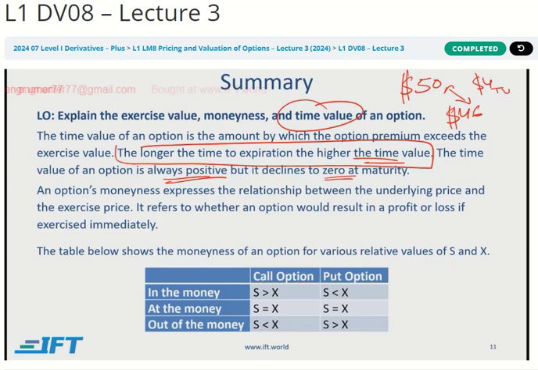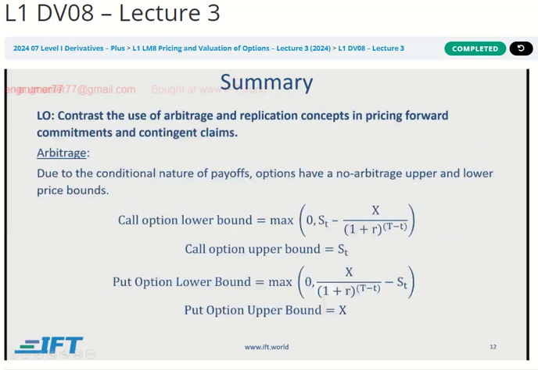And an option's moneyness is something we've already discussed. It can be in the money, out of the money, or at the money. If it is a call option and the spot price is greater than the exercise price, then it will be in the money. If the spot price is equal, it will be at the money. If the spot price is less, it is going to be out of the money. For a put option, we want a lower spot price for in the money, and we want a higher spot price for out of the money.